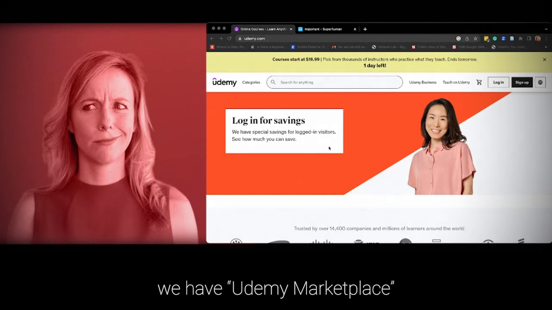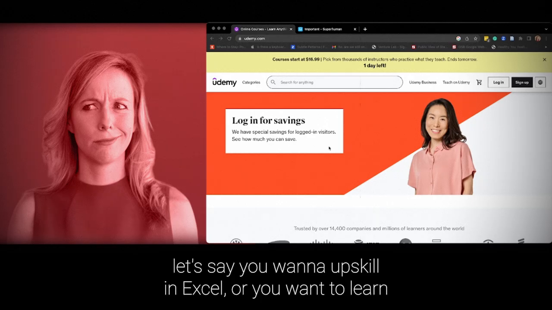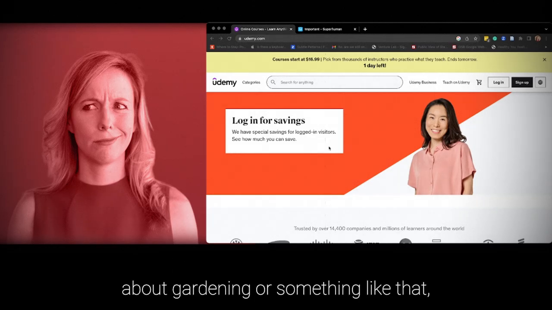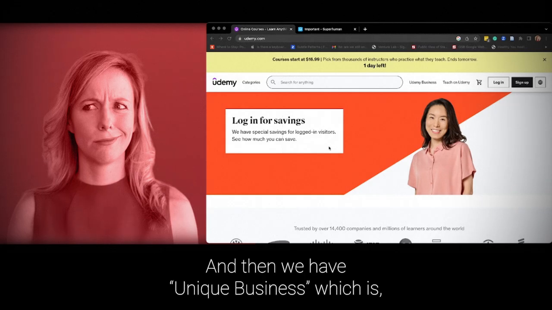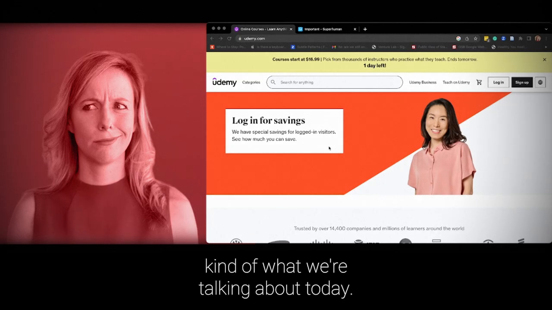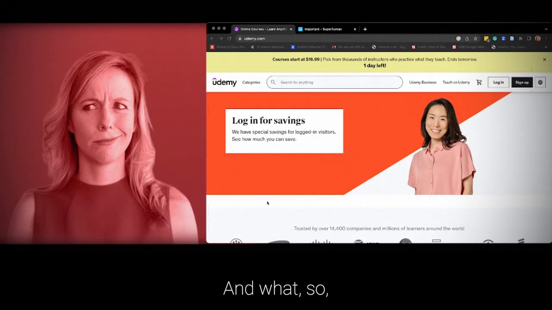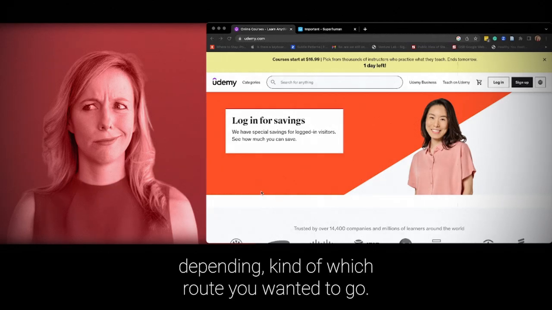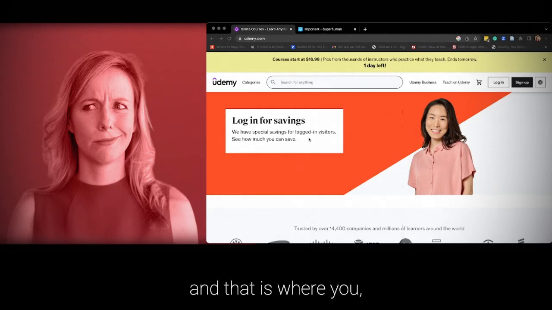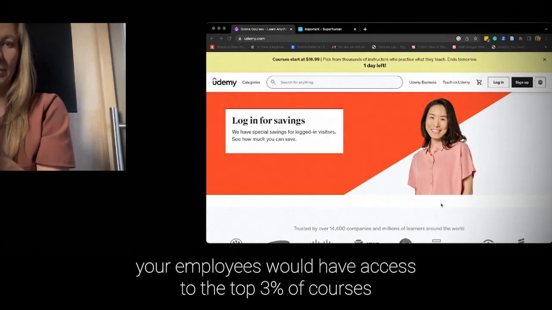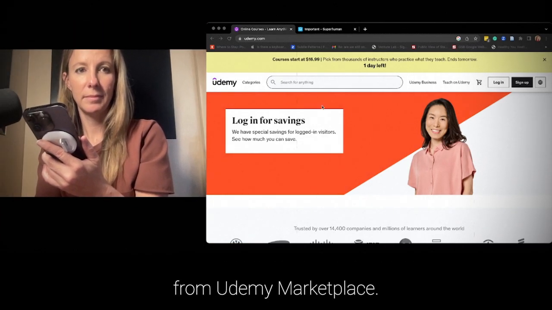So we have Udemy Marketplace, which is where you can purchase individual courses, and that's usually for yourself. So let's say you want to upskill in Excel, or you want to learn about gardening or something like that. You can go on and you can purchase a course. And then we have Udemy Business, which is what we're talking about today. I talk to a ton of CEOs, HR, team leads, etc. And depending which route you want to go, we have our content only model, where your employees would have access to the top 3% of courses from Udemy's marketplace.